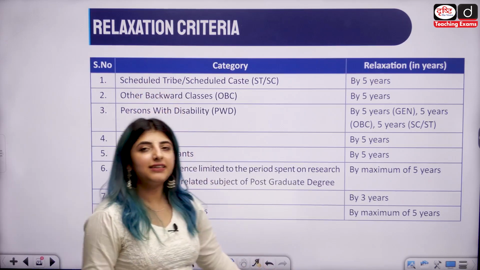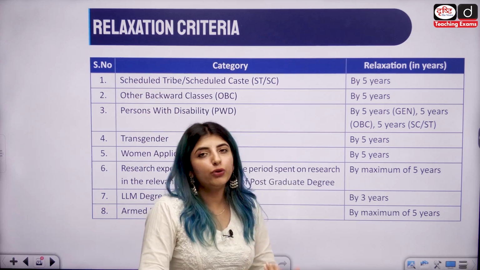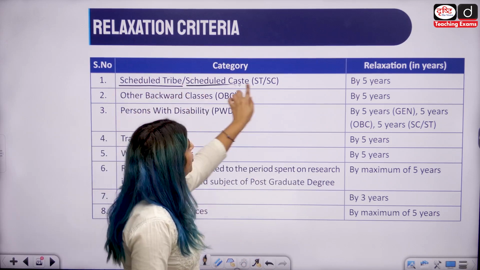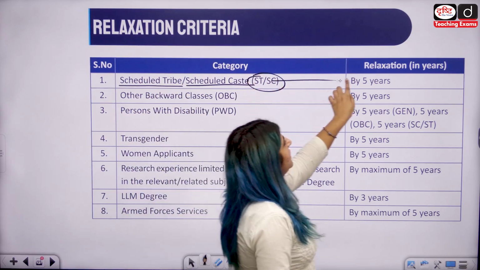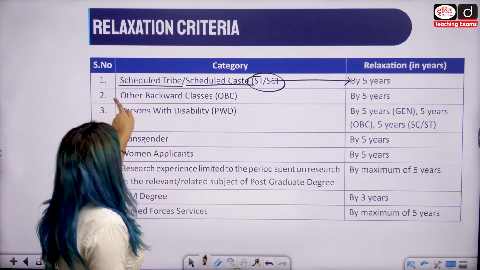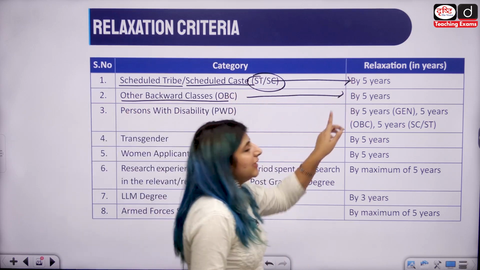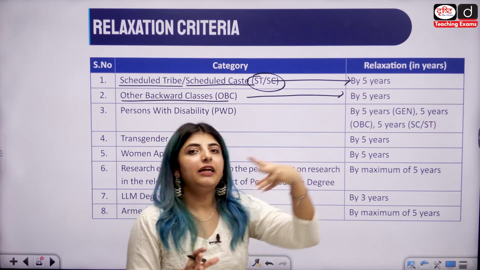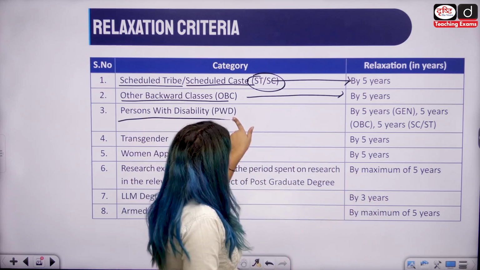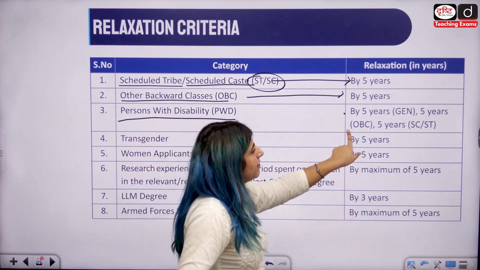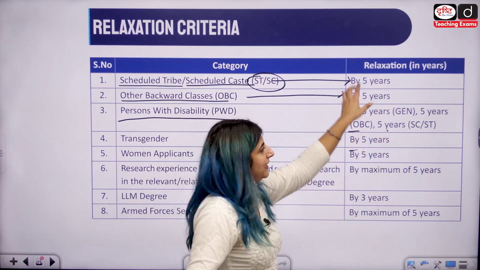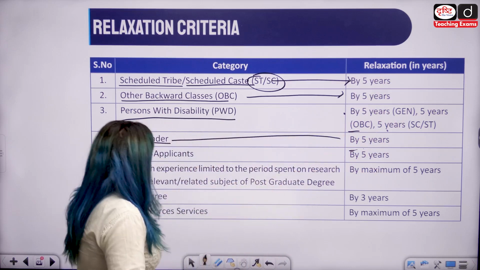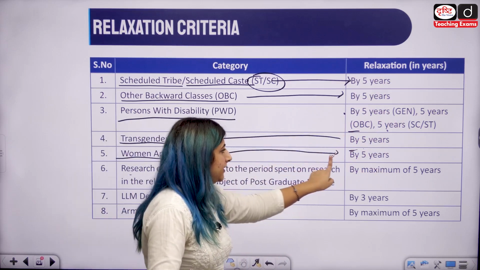So this is the relaxation criteria which I wanted to show you all, guys, when it comes to having the JRF and all. For scheduled tribes and scheduled castes, the relaxation is by 5 years. For OBC, it's again by 5 years. It means 35, right? If the JRF limit is 30, 35 it would be. PWD, 5 years for general category, 5 years for OBC and 5 years for SC/ST. That is common for all, correct? For transgender, it's again by 5 years. For women applicants, it's again by 5 years.